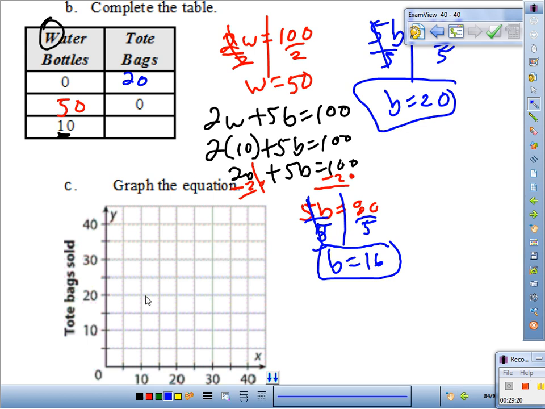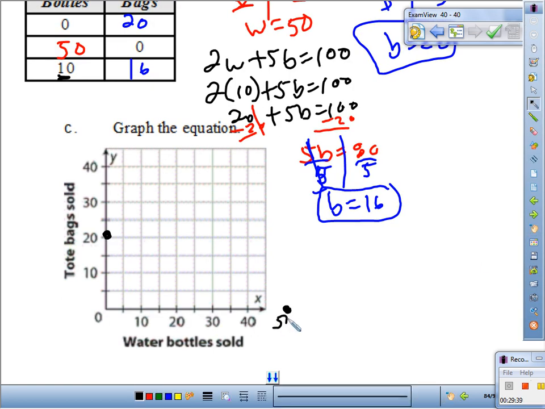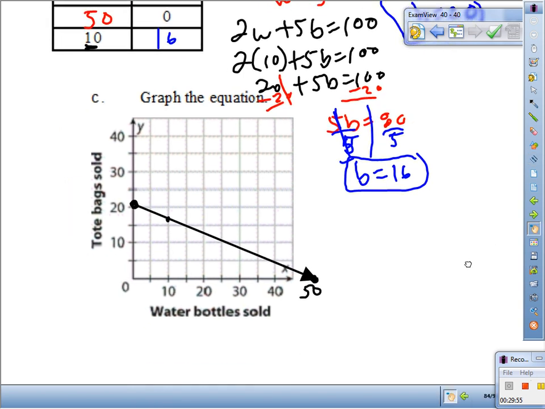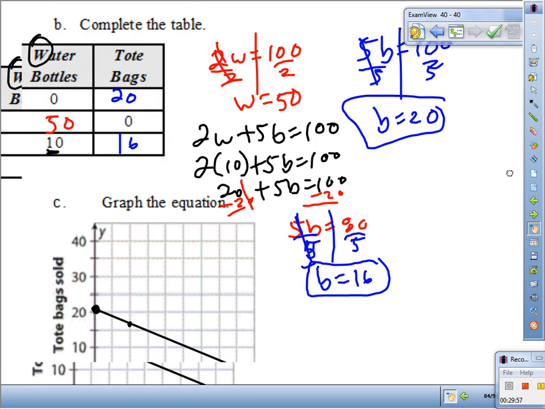All right. So let's plot our points. 0, 20. Right there. 50, 0. Let's see. 5, 10, 50, 0. I'll be over here. All right. And 10, 16. Let's see. 10, 16 is about right there. Let's graph our line. Does it cross all 3 points? Yes.